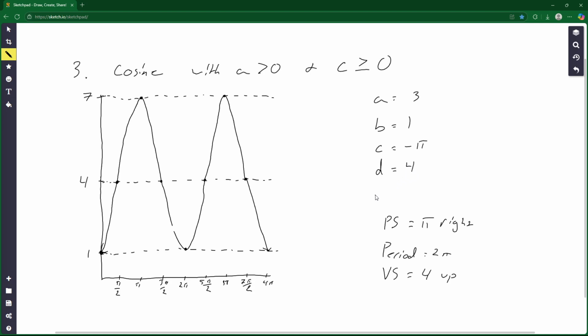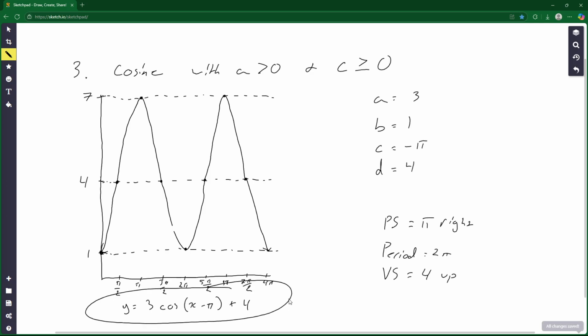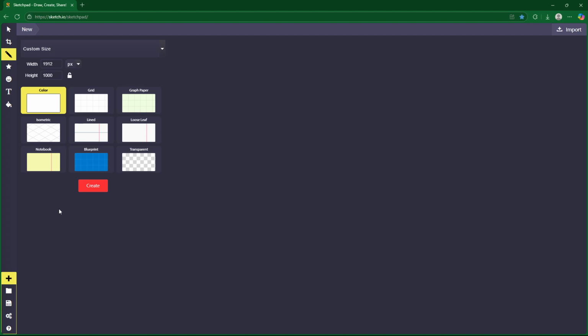And that means our equation is going to be something like, I'll write it down here, y is equal to 3 cosine of x minus pi, plus 4. That's it.